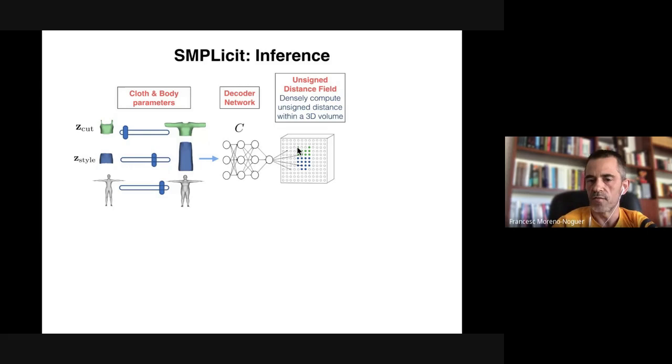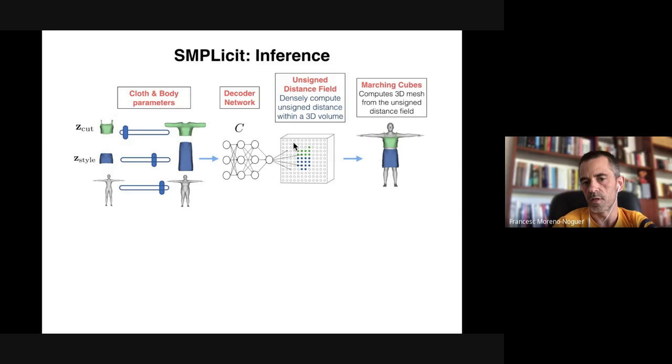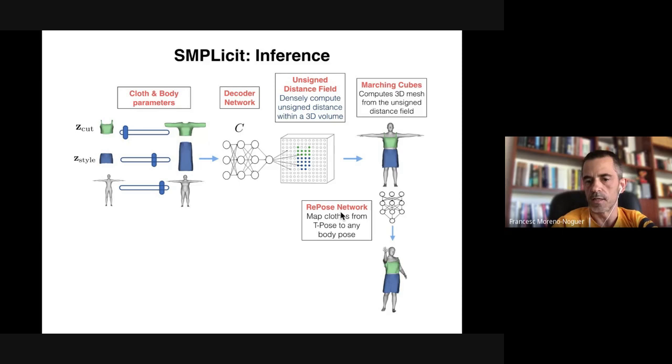Once we have this, we apply an algorithm called Marching Cubes that computes the 3D mesh out of this distance field representation. After this, we can also apply another network to repose the estimated geometry of the person. All right, and that's our generative model. Once we have the generative model, we can apply it to different problems.